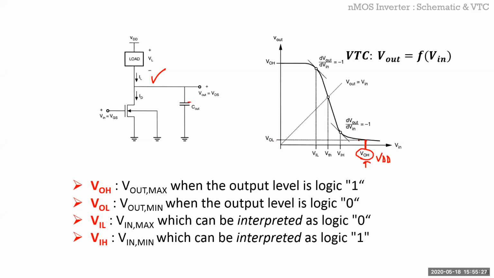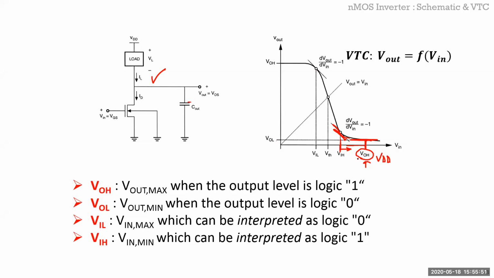Because here your output is almost flat. You're in almost the zero gain region. And when you're decreasing your input, you get to the point where this slope is equal to -1. That's the point that is VIH. Basically, anything above this voltage is considered as a 1, right? So that should be your VIH point.